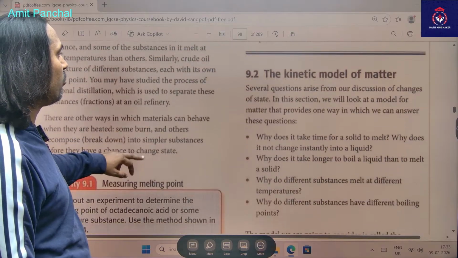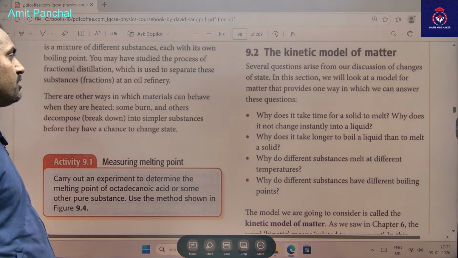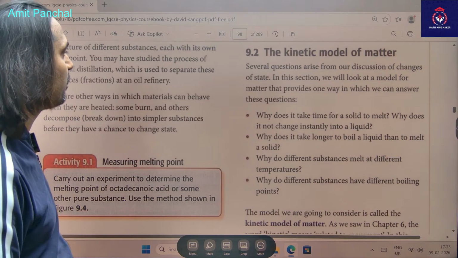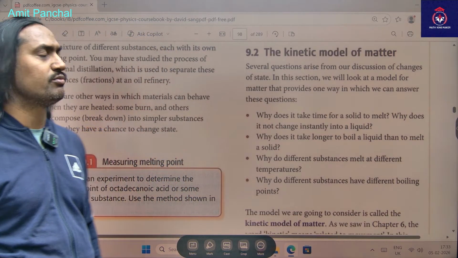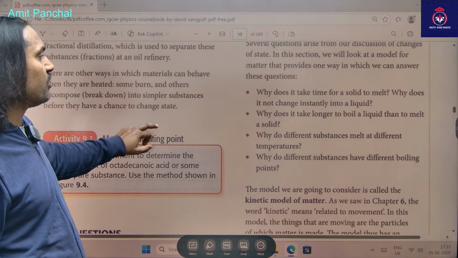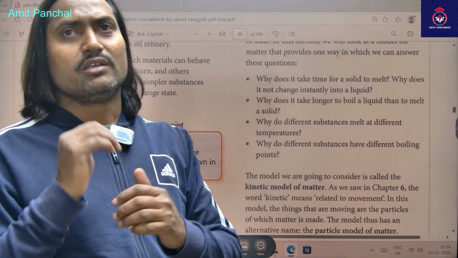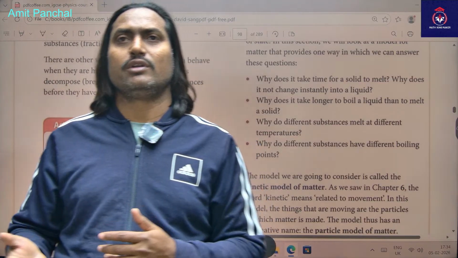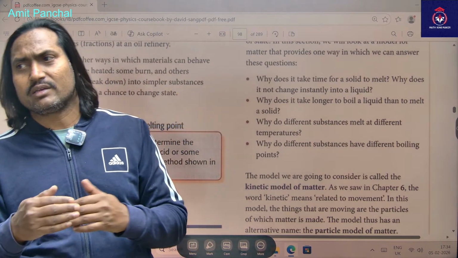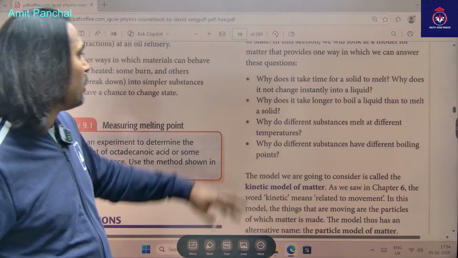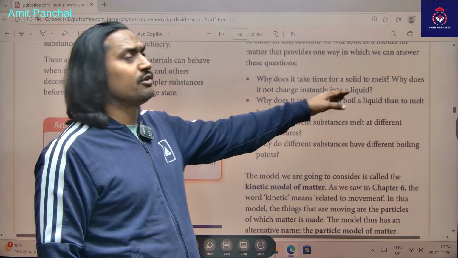The kinetic model of matter. Now several questions arise from our discussion of changes of state. In this section we will look at the model for matter that provides one way in which we can answer these questions. So why is there a change of state? Why does it take time for a solid to melt? It is not just converting solid to liquid, and liquid to gas instantly; it takes some time. So why does it take that time? Why does it not change instantly into a liquid?